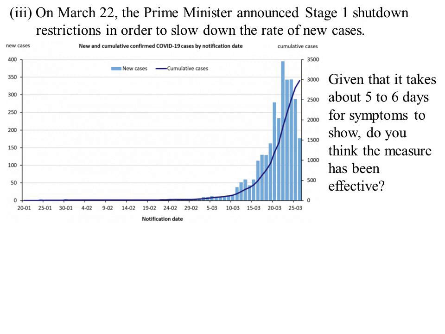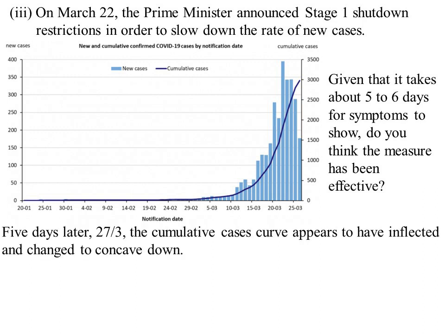Oh, wow. Given that it takes about 5 to 6 days, and that's what they were saying at the time, it takes about 5 to 6 days for symptoms to show, do you think the measure has been effective? So that shutdown happened on the 22nd. Okay. Well, what happened 5 days later? 5 days later was the 27th of March. So on my graph, that's pretty much, we're getting towards the end of the graph there if you look at the scale.